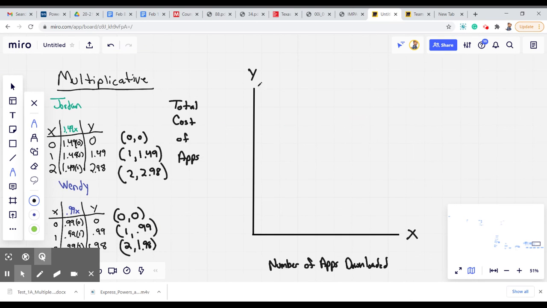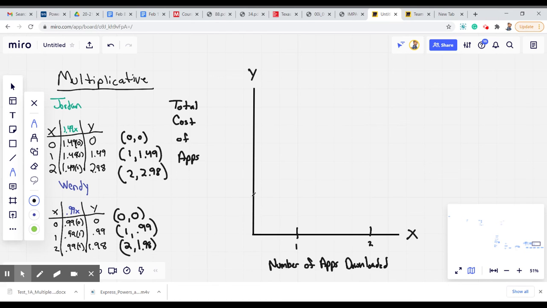All right, so I've set up my graph here. We have total cost of apps on the y-axis and number of apps installed over here on the x-axis. I've already set our ordered pairs up, and our x's just go from 0 to 2. So I'm going to do 1 here, and then 2 here. On our y's, we go from $0 all the way to $2.98, so let's count up to $3. Let's count by 50 cents. I think that'll be good.